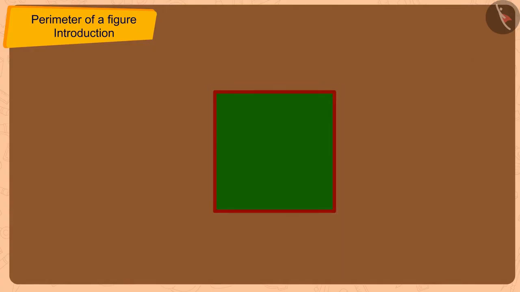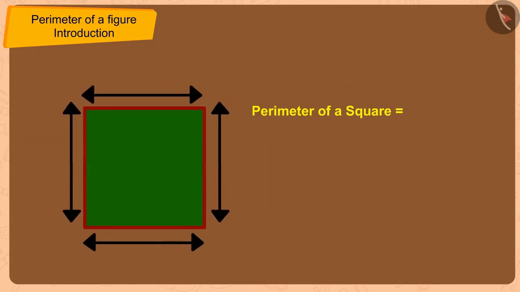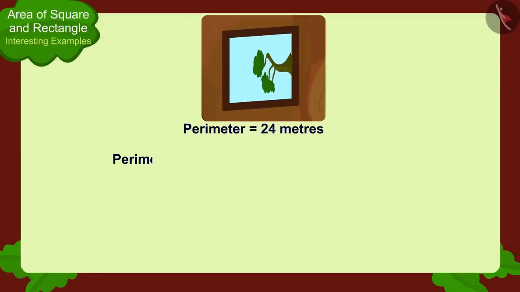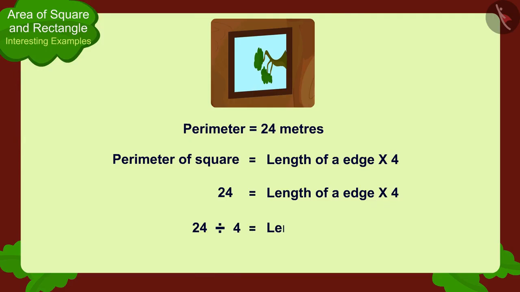As we saw in the previous video, since all the edges of a square are exactly the same, we can find the perimeter of a square by multiplying the length of any edge by 4. Therefore, the perimeter of a square-shaped window will be 4 times the length of any of its edges. In this way, we can find the length of any of the edges of the window as 6 meters.